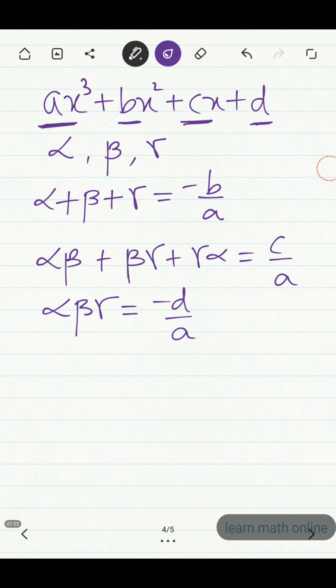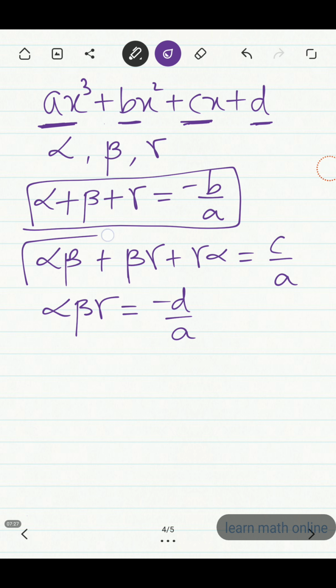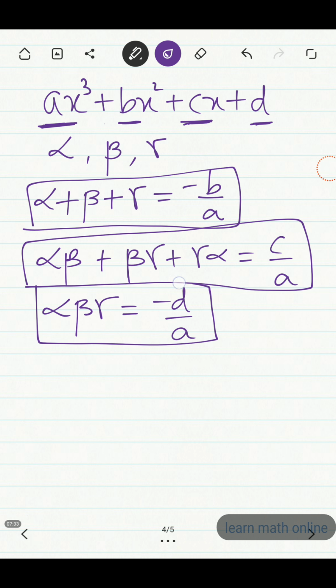So the sum of the zeros is minus b by a. The sum of the products of zeros taken two at a time is c by a, and the product of the zeros is minus d by a.